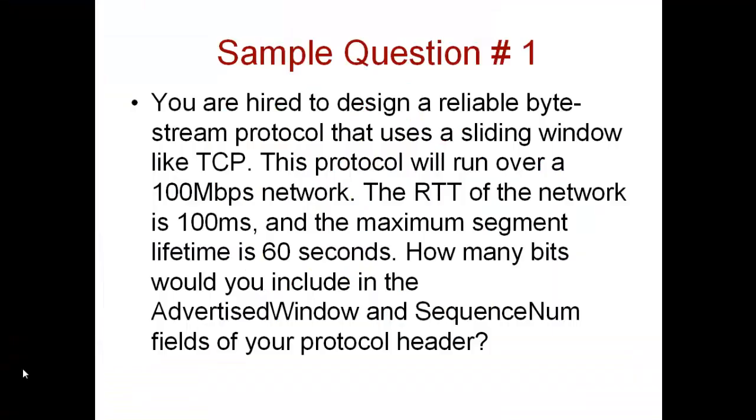Okay, so now let's look at some of the math problems in the relationship between advertised window and the sequence number space. So here we are going to design a transport layer protocol like TCP. So it has to be a reliable byte stream based protocol using a sliding window approach. And the bandwidth of the network is 100 megabits per second. The RTT is 100 milliseconds. The maximum segment lifetime is 60 seconds.